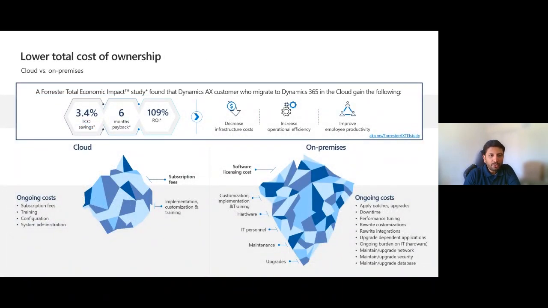Let's look into the total ownership cost. Moving to cloud marginally reduces the total cost of ownership. How do we reduce, and in what areas do we reduce? We can consolidate the on-prem licensing and support cost. Organizations with global operations and multiple on-prem Dynamics implementations reported consolidated savings upwards of 20% or more.